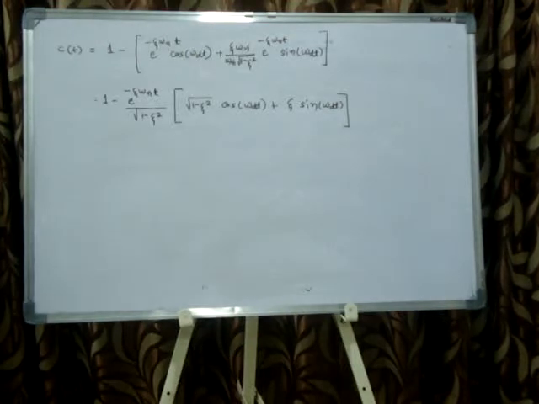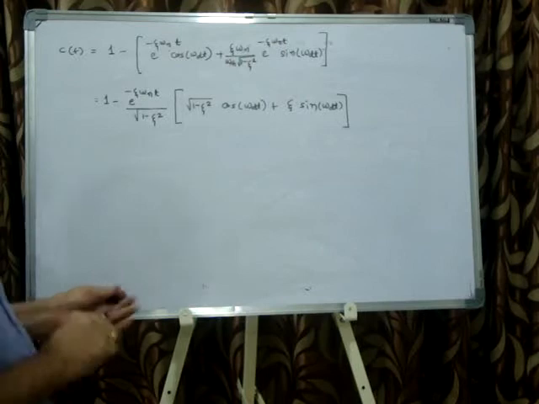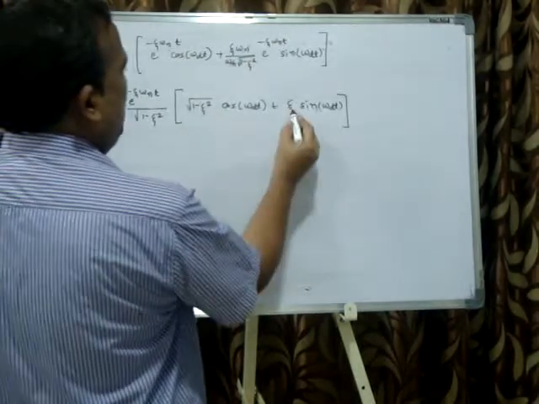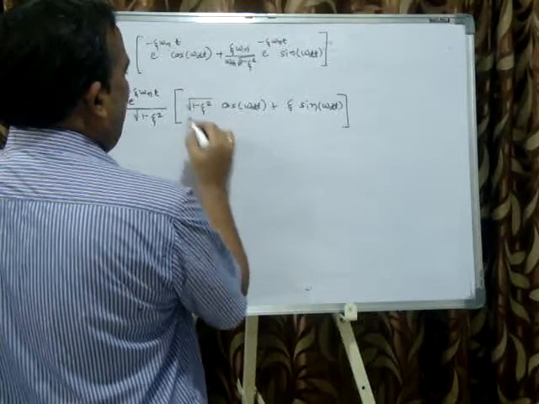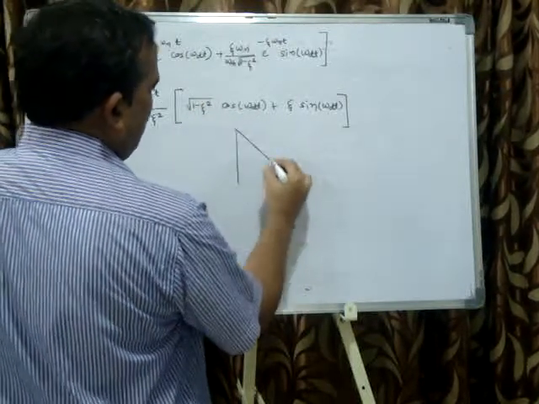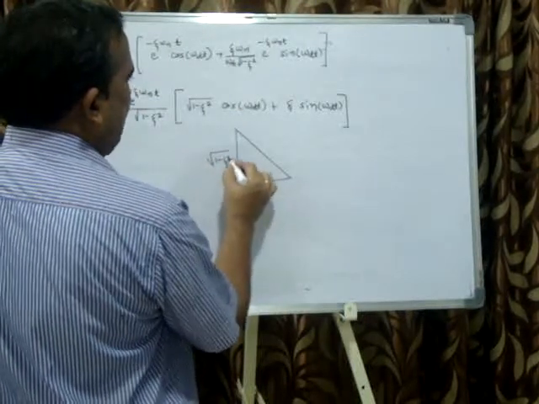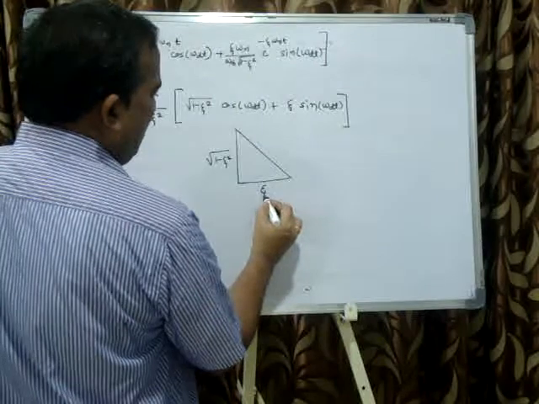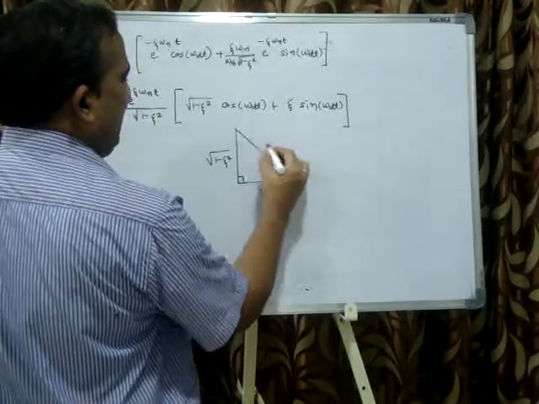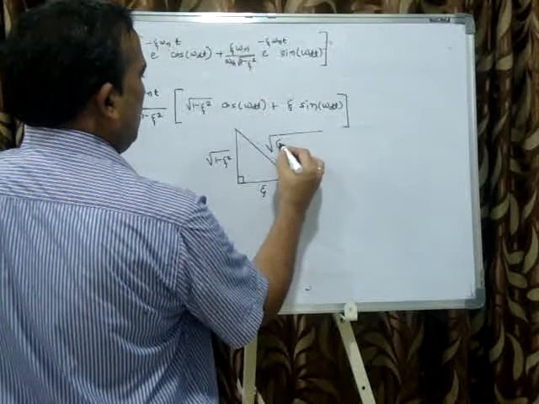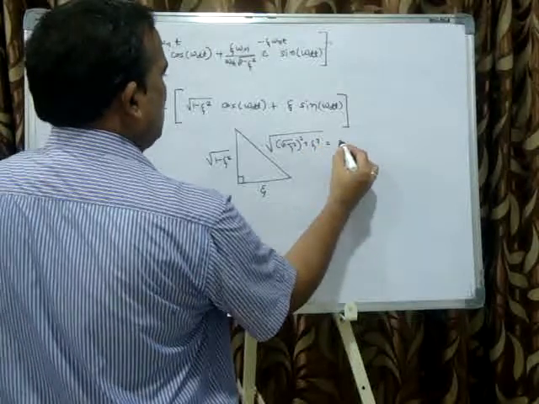But in trigonometry I need a right angle triangle. It should be sine, it should be cos. Sine means it should be the opposite side. Then only I will get a sine. I need here cos, so definitely I will go for this, and this is 90 degrees. By Pythagoras theorem I will find the diagonal: root of 1 minus zeta square squared plus zeta square, so I will get 1.